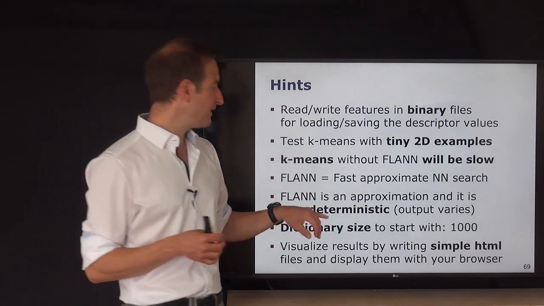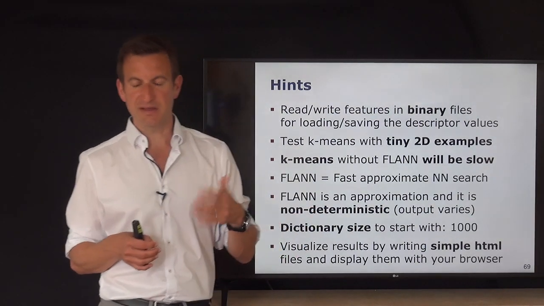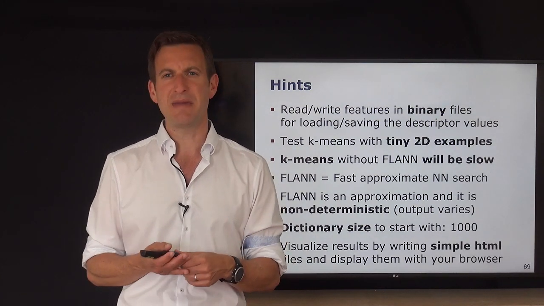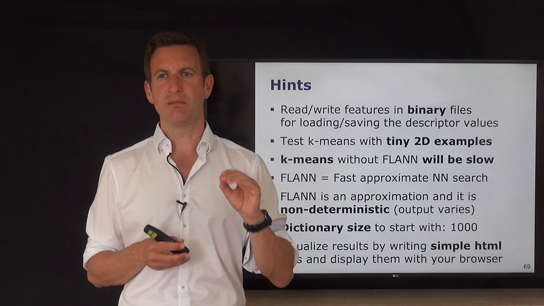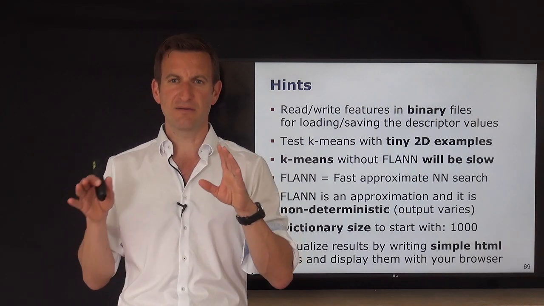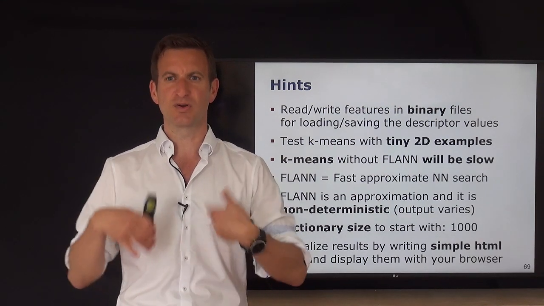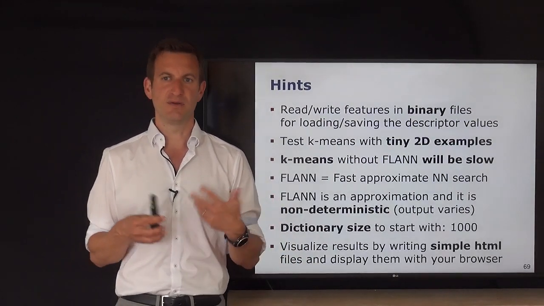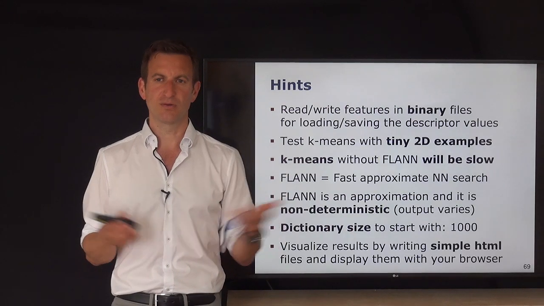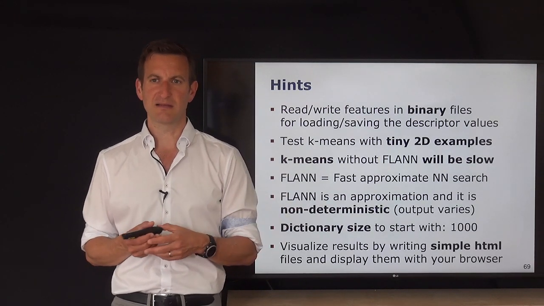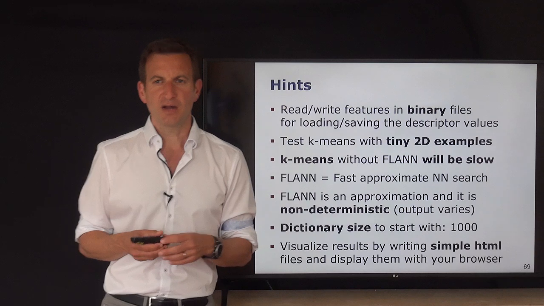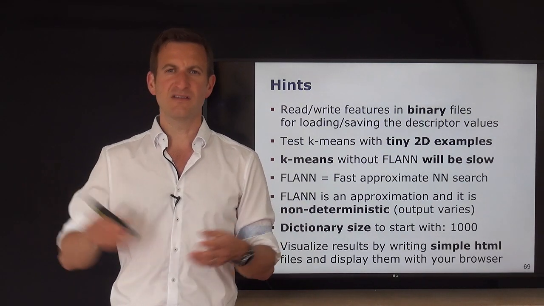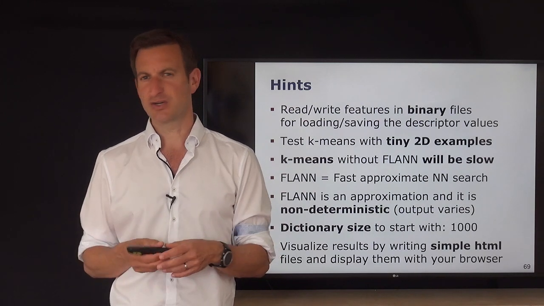And note, however, FLANN is non-deterministic, so if you run it multiple times, you're going to get different results because there's a randomized component in there, which may make it hard for debugging. So you may want to debug your stuff for small examples first, make sure it works, and then simply replace your manual nearest neighbor search, iterating over all points, with something like FLANN. Start with a dictionary size of, let's say, 1,000, and then you may increase it the more images you take, but don't make it too large, otherwise you will overfit.